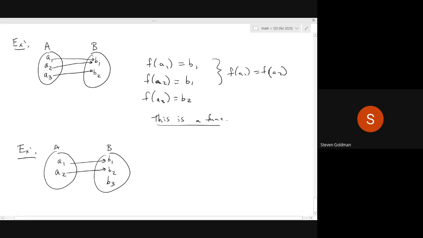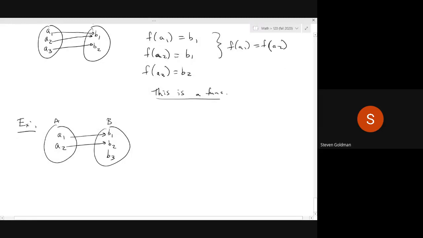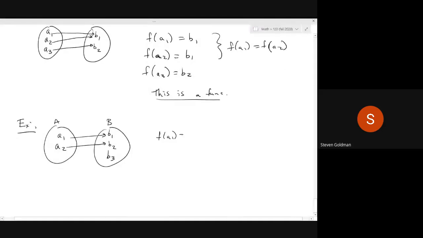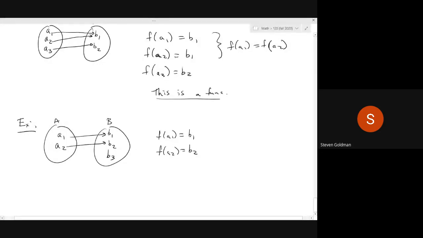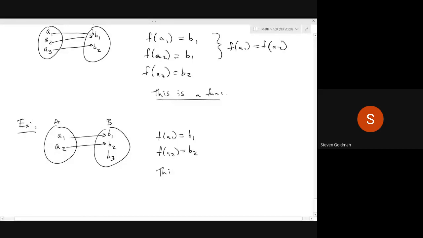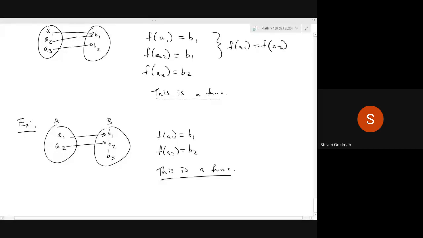It's just not what we would say is onto, but again, we'll discuss onto together with one-to-one later on. So here, f of A1 equals B1, f of A2 equals B2, and there's nothing I can plug into the function to get B3. This is a function. So there can be elements in my codomain that are not assigned elements in the domain.